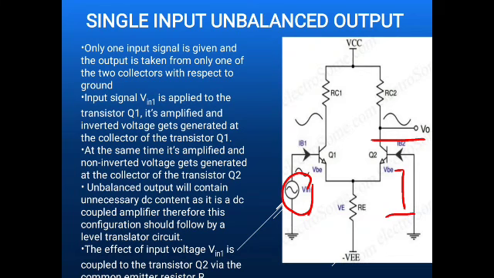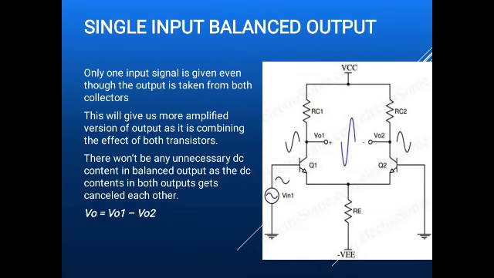Okay. Next, we are going to discuss single input balanced output. See that one, we are giving only one input and we are not providing another input, that is, it is grounded, and we are taking the output between both collectors. So one end of the CRO is connected to RC1 and the other end is connected to RC2. So we are taking the output between two collectors.